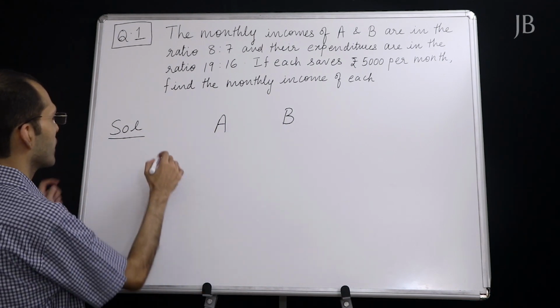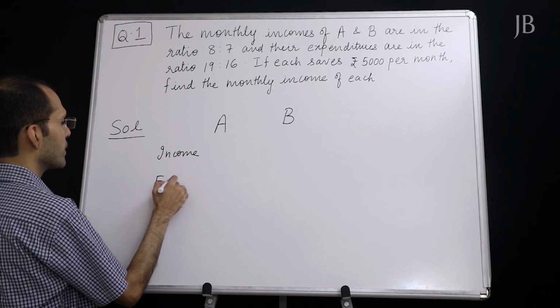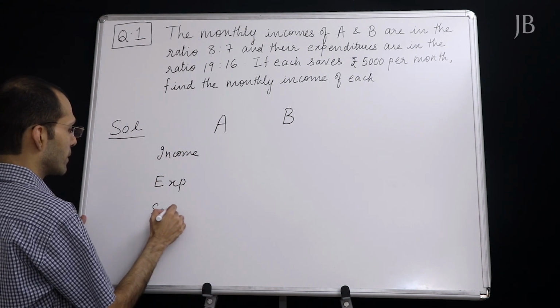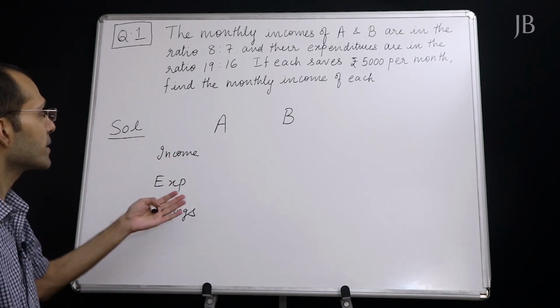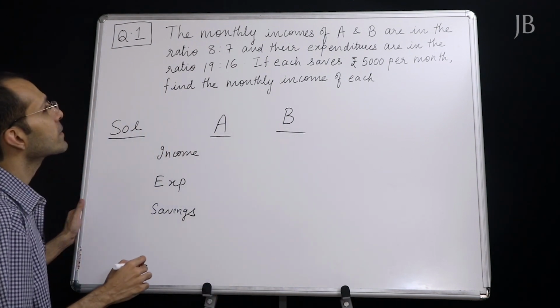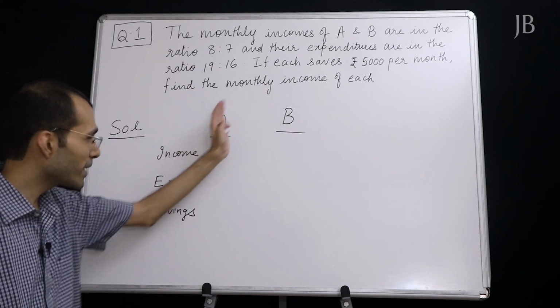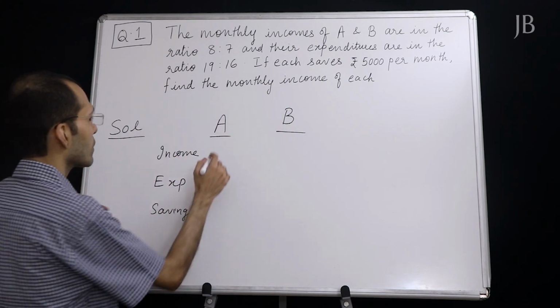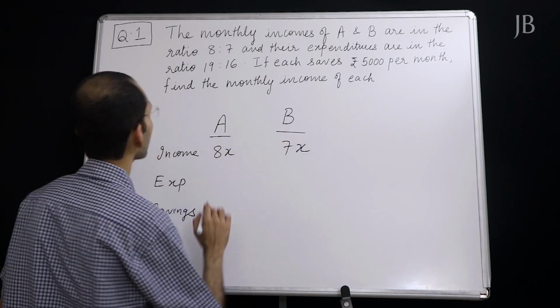A and B, income, expenditure, savings. This will be good. It will save you the labor of writing 6 statements because a bivariate table is self-explanatory. So what is the ratio of their income? 8:7. Take care of the order. A is to B they have given you. So let the income be 8x and 7x.